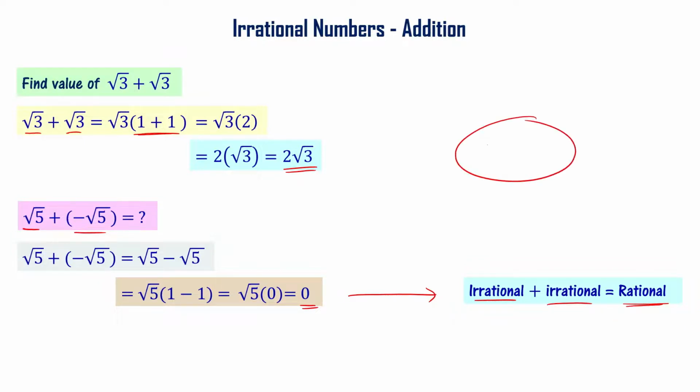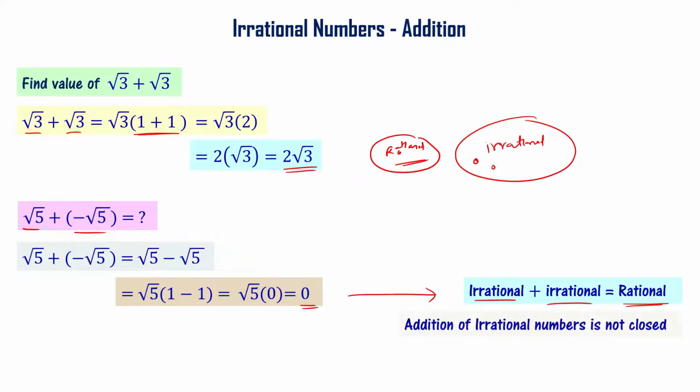Meaning if I have a set of irrational numbers, if I take two numbers from the irrational number set and add them, I'm going to get something which is rational. It is true for certain numbers, not for all numbers, right? Even then, we say that addition of irrational numbers is not closed. Meaning, when you add an irrational number to another irrational number, you are not sure whether you are going to get an irrational number as the sum or a rational number as the sum. We don't know that. For that reason, you say that addition of irrational numbers is not closed.